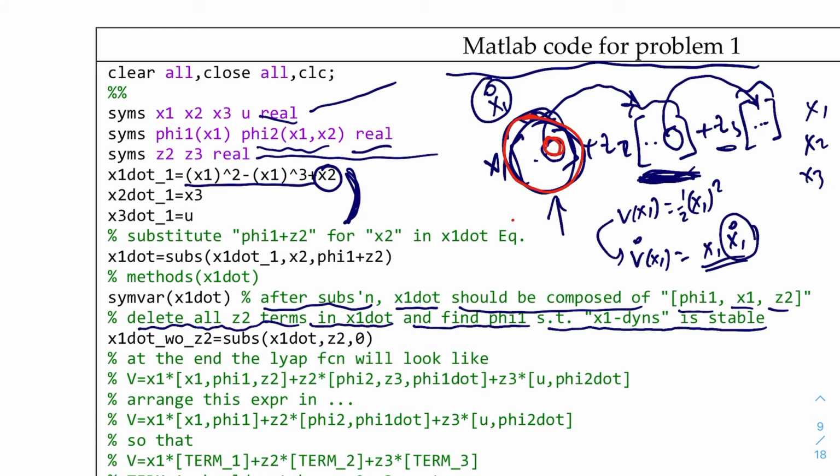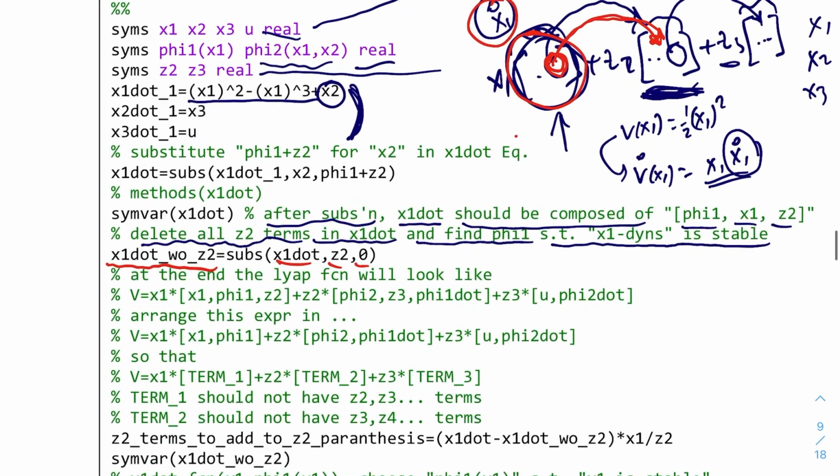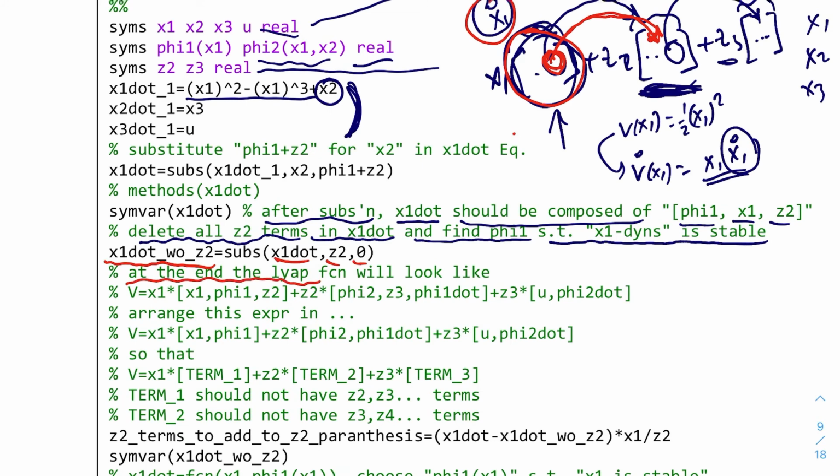Okay, this is x1 dot, and if you have z2, let's move that to the other parenthesis and delete that. So find z2 terms and remove them from x1 dot. This is the logic: x1 dot without z2. How do you delete z2 terms? By just substituting 0 for z2 terms in your expression, which is called x1 dot. And at the end, the Lyapunov function will look like this.